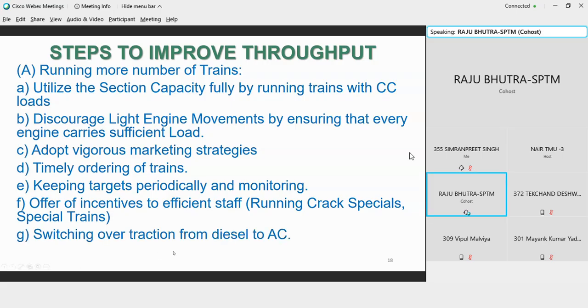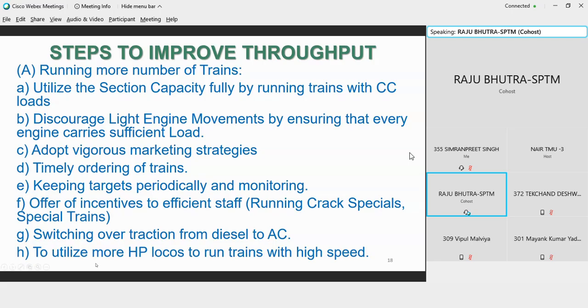Then switching over traction from diesel to AC. So that will also increase the hauling capacity of locomotive and improve the throughput. To utilize more HP, meaning more horsepower or locomotives with more hauling capacity, to run trains with high speed. So as the speed improves, the throughput also increases.